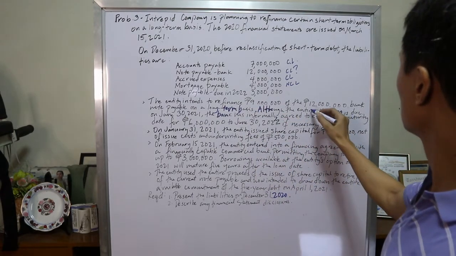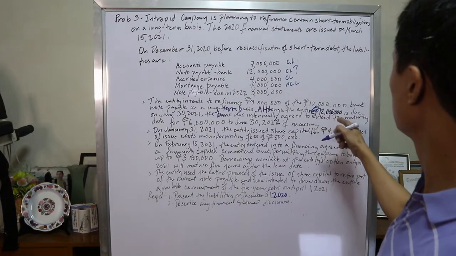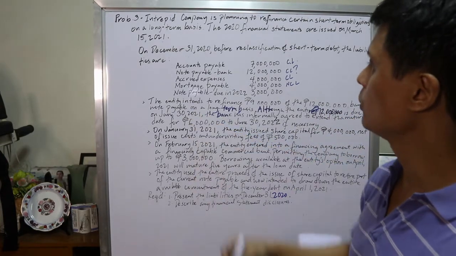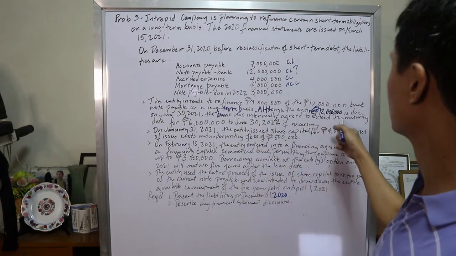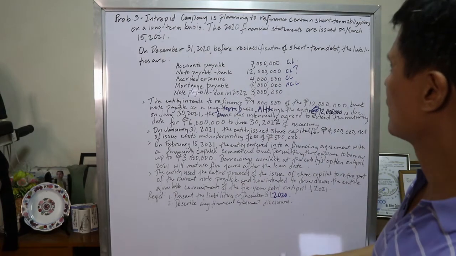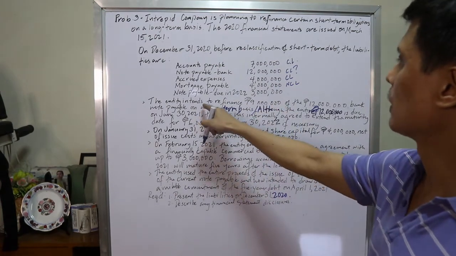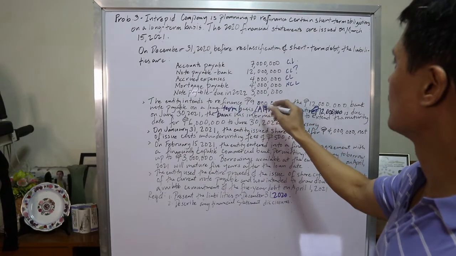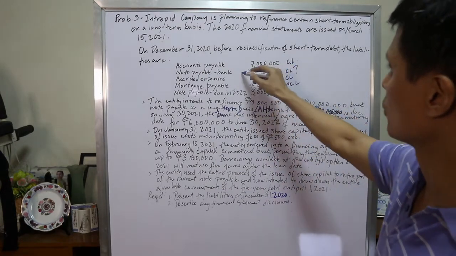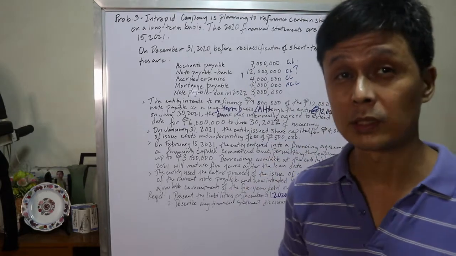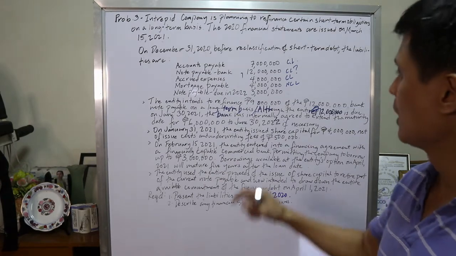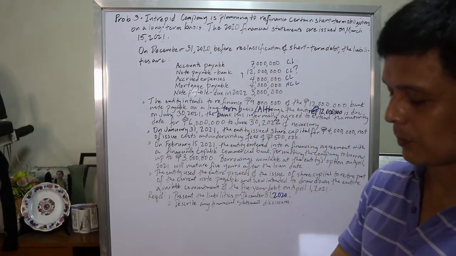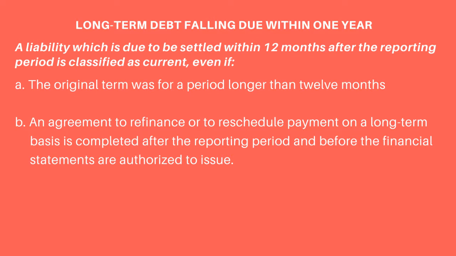Although the entire 12 million peso is due on June 30, 2021, the bank has informally agreed to extend the maturity. Now, let's look up to here. It says the entity intends to refinance the 9 million out of the 12 million on a long-term basis. Now, what are the criteria to qualify as long-term basis? Originally, it is a current liability. So, these are the criteria.